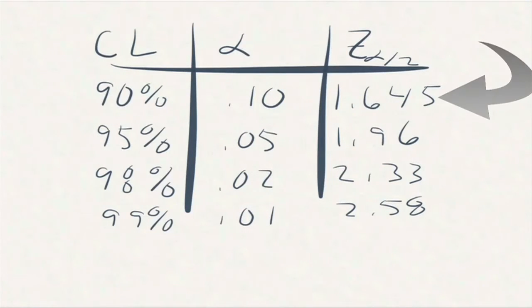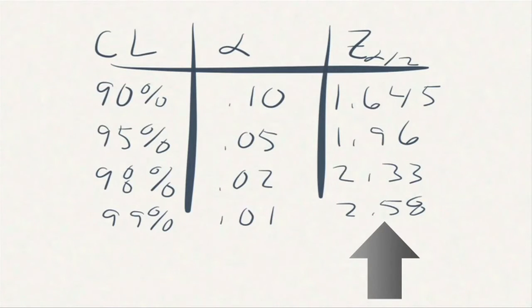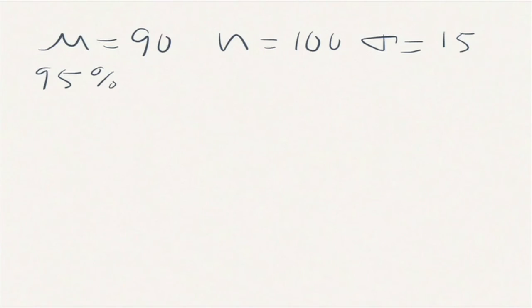A 90% confidence level has a z score of 1.645. 95% is 1.96. 98%, 2.33. And 99%, 2.58. So let's do an example.